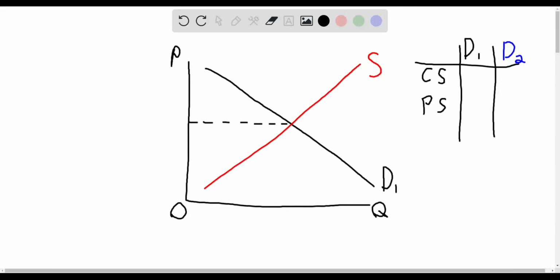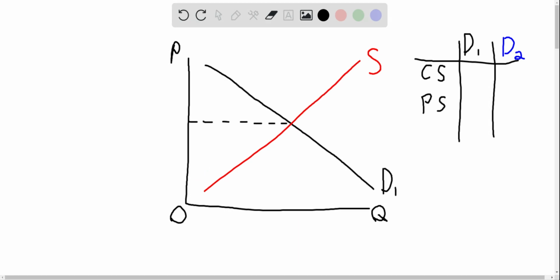Okay, so in this question, we are asked to compare the producer surplus and the consumer surpluses in the case of two different demand curves. So let's just give a quick refresher of what those two terms actually mean.